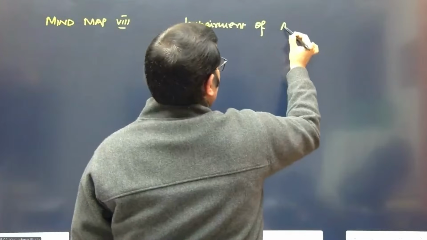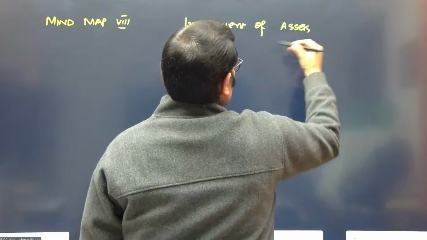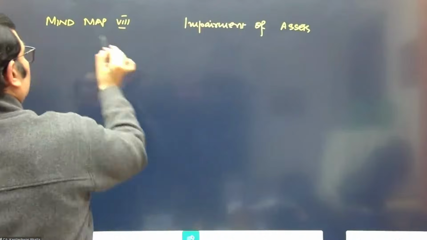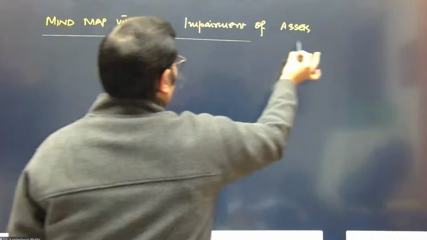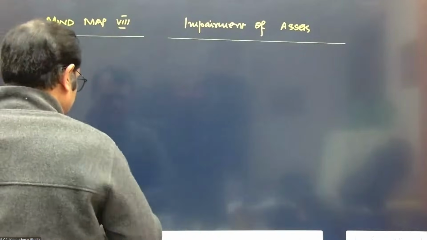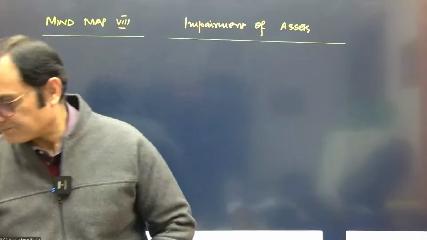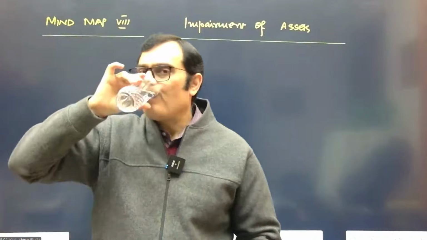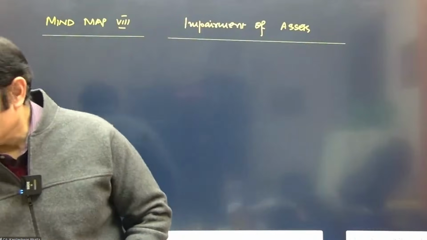Impairment of assets. So this is simple and straightforward. There are no complications on the concept of impairments. Now, if you recall, we had discussed the concept of impairment, also segregating this in terms of a 3-step model.